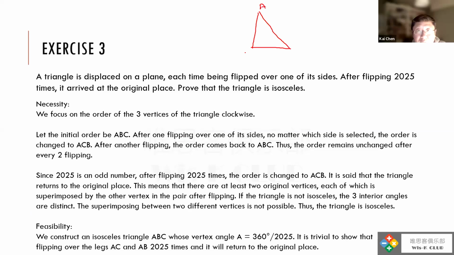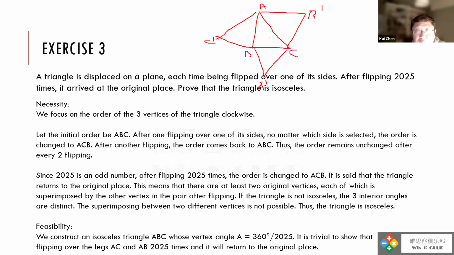For example, if A, B, C, and each time you can do, okay, I do the flipping over the AB. So then you have the C prime here. So this is flipping over the side of AB. But you can also do a flipping over the side of BC. So you get A prime here. Or you can flip over the side AC. So you get a B prime here.